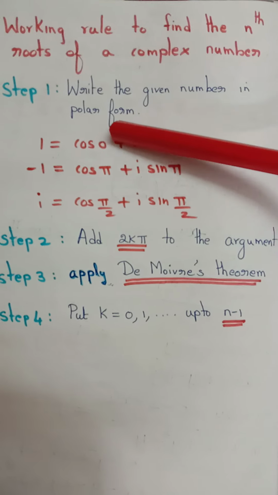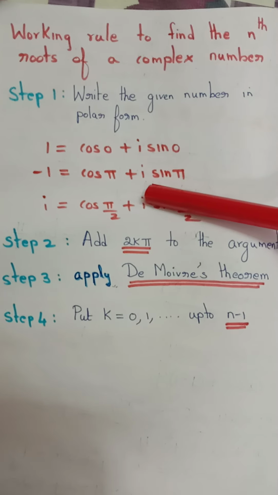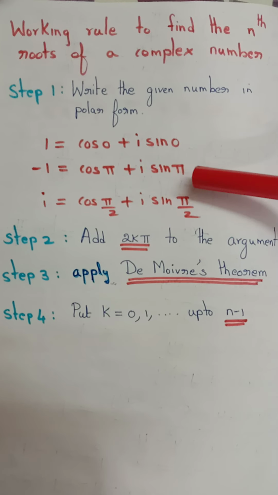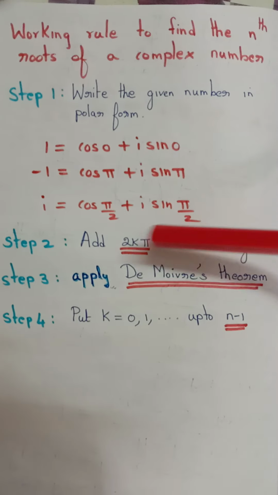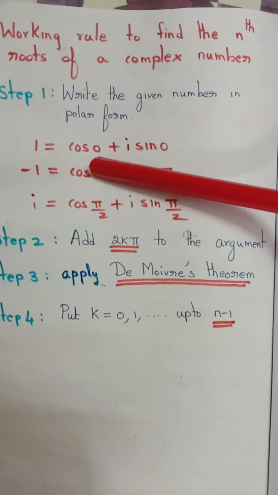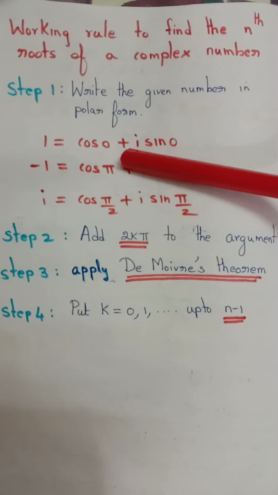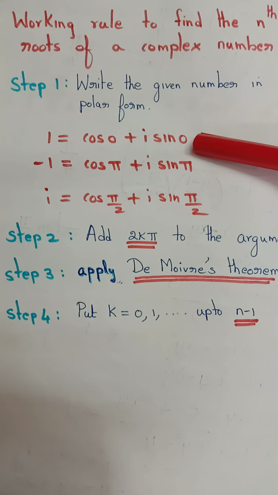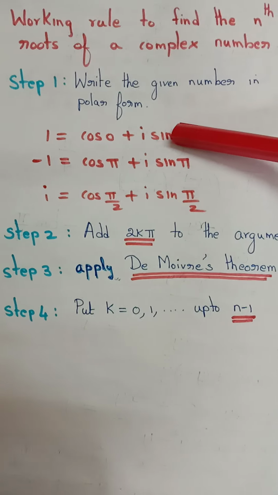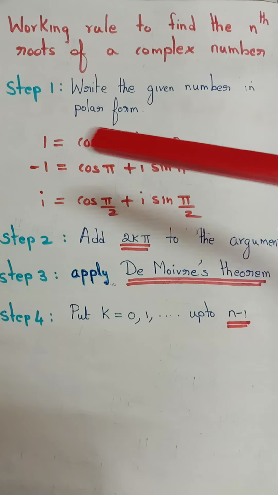Okay. If you memorize some of the polar forms, you will get speed when you do the sums. Mainly in our syllabus we will be using these three numbers in the questions. If you have 1, you have to remember the polar form cos 0 plus i sin 0. How did it come? Because you know cos 0 is 1, sin 0 is 0. So it is equal to 1.